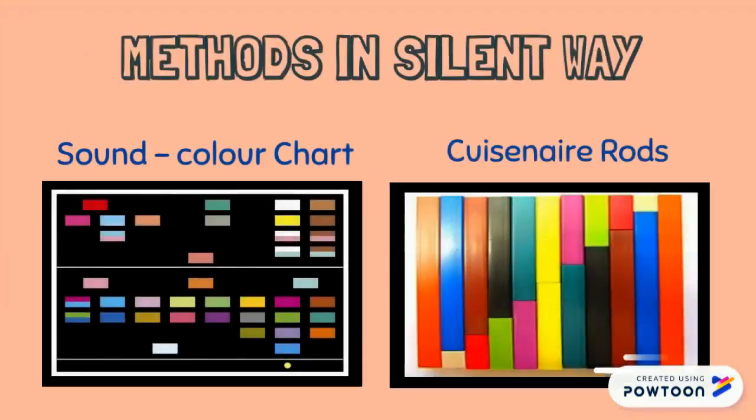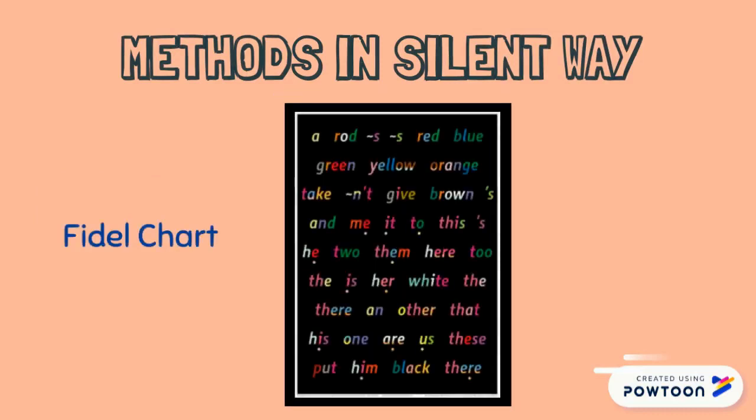There are few methods used in teaching silent way. First, sound colored chart. Each colored chart represents a sound in targeted language or any second language. Next, the Cuisenaire rods. It is used to demonstrate most grammatical structures such as tenses, verbs and prepositions. Thirdly, Fidel chart. The Fidel chart is a set of charts presenting all the possible spellings of each sound of the language using the same color code as the rectangle chart and word charts.